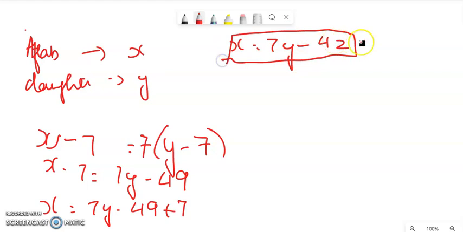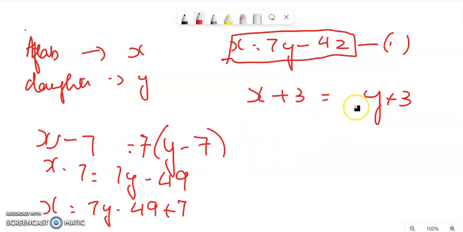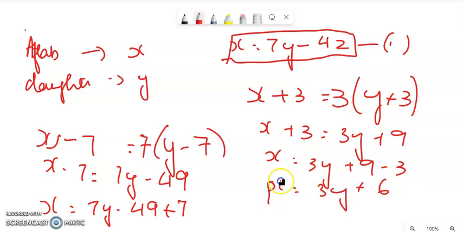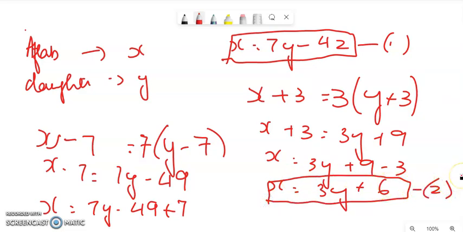See, I represented the first condition in the algebraic method. Now let us go to the next condition. 3 years later, Aftab will get 3 years older, that is X plus 3 is equal to 3 times Y plus 3, and what he says, he is 3 times older. So let me write X plus 3 equal to 3Y plus 9. Simplifying this will give me X is equal to 3Y plus 9 minus 3, which is X is equal to 3Y plus 6. See, this is my second equation. So both the conditions are being represented in algebraic form.